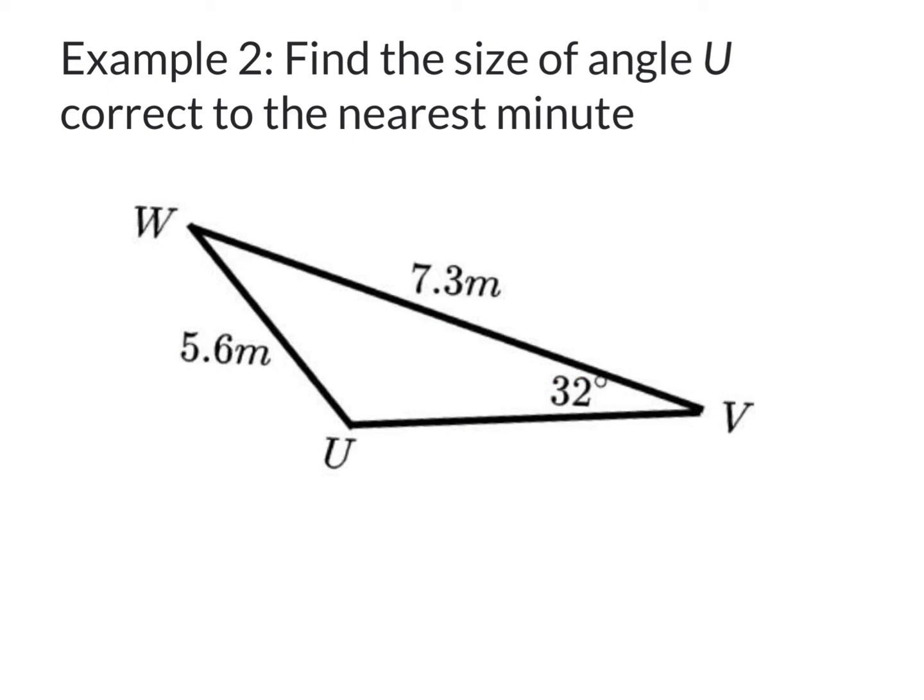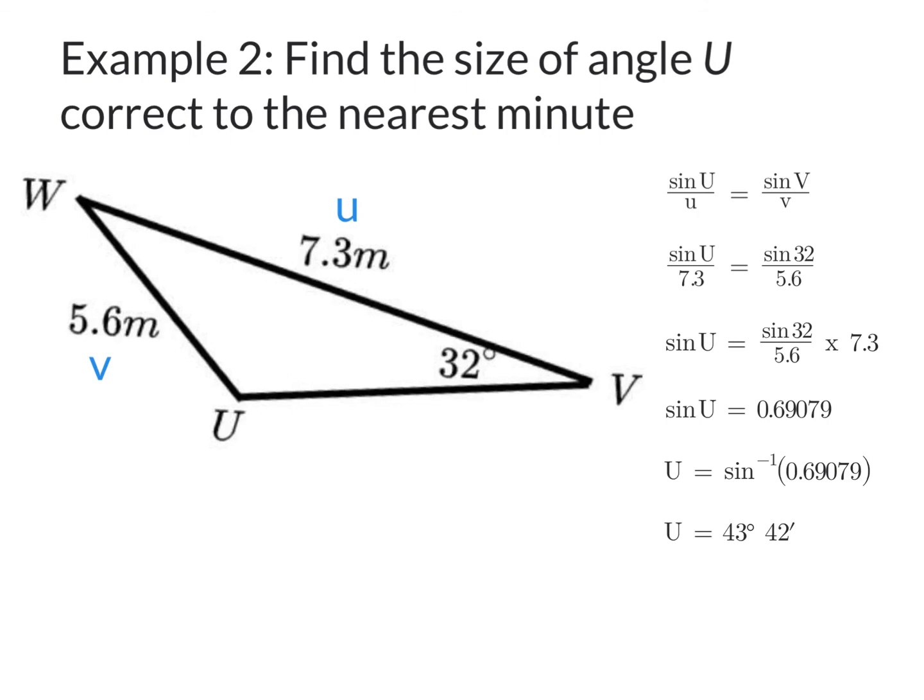So let's find the size of the angle U correct to the nearest minute. Once again, we'll label our triangle and then use the formula. So little u is opposite big U and little v is opposite big V. We're trying to find the size of angle U. So sine big U over little u equals sine big V over little v. That gives us sine of U over 7.3 equals sine 32 over 5.6.